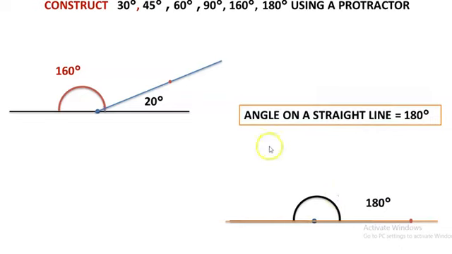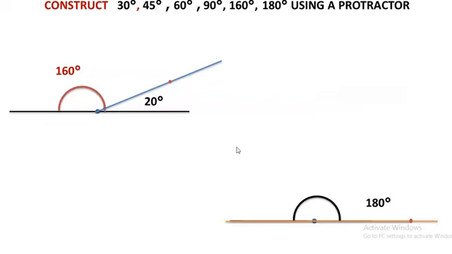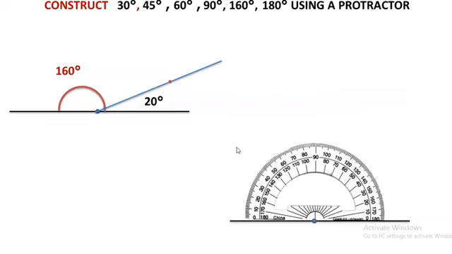So you can construct on your own to practice. And like they say, practice makes perfect. So you need to keep practicing on how to construct different angles. On your own, you can construct angle 55, angle 75, and angle 115.